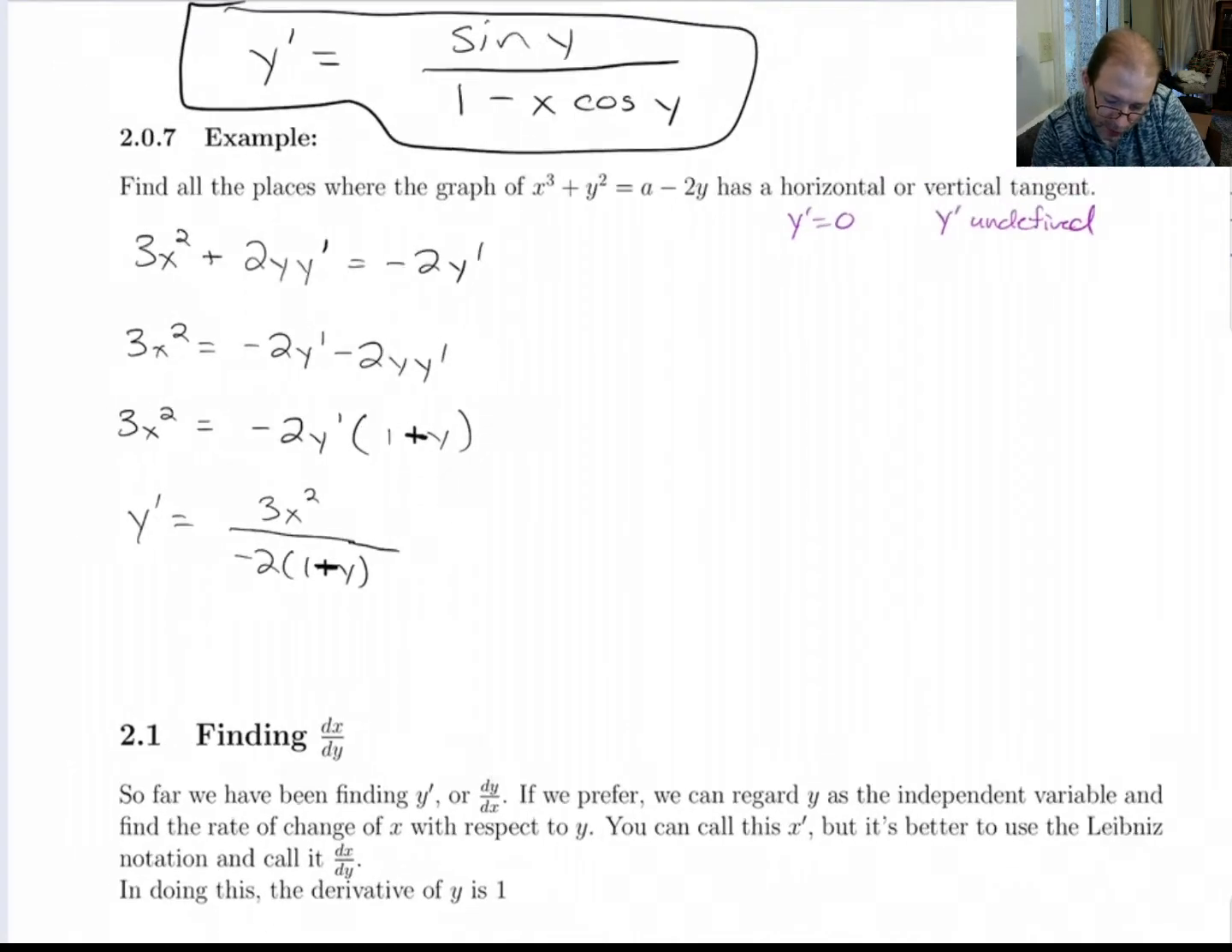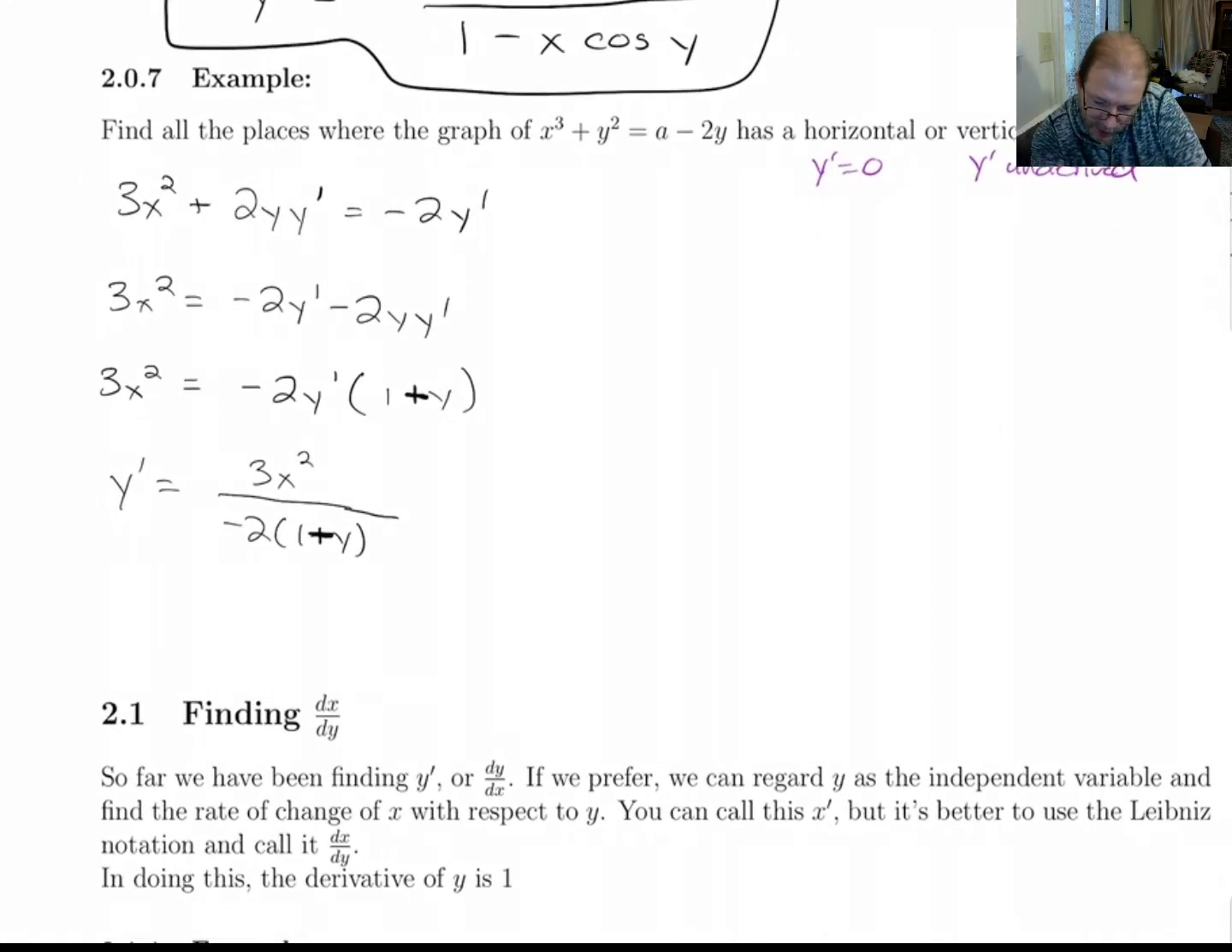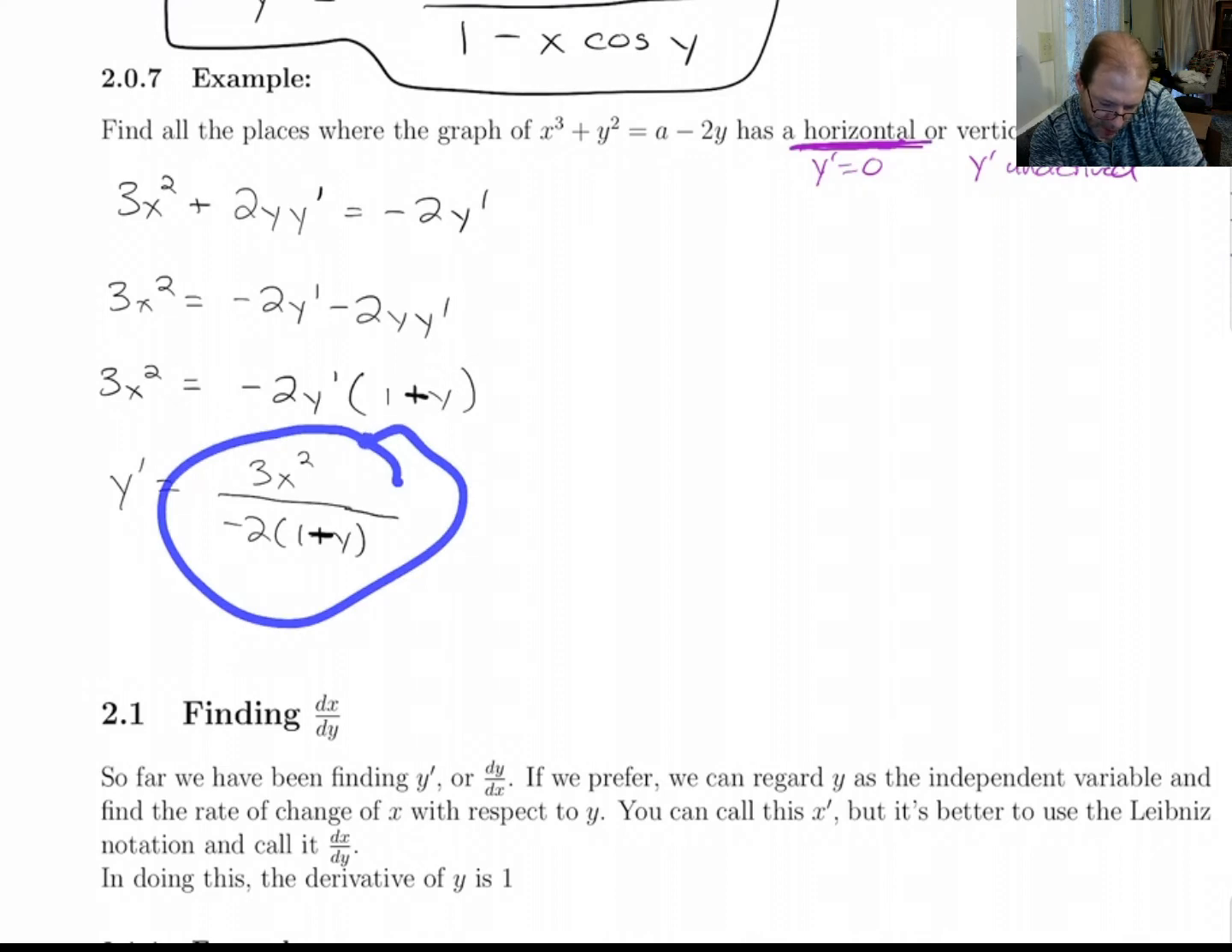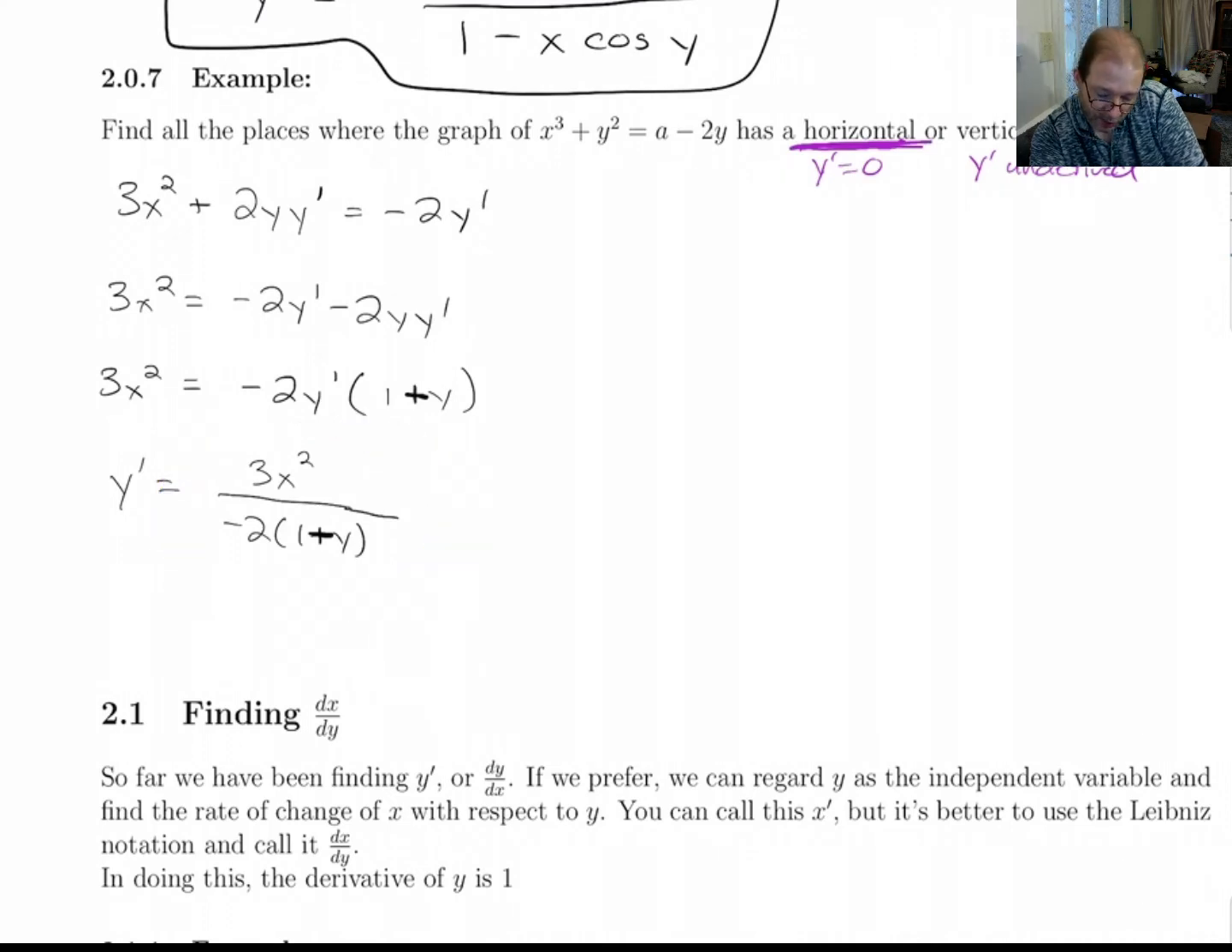All right, so answering these questions, the tangent is horizontal when y prime is 0. So if you set this whole thing equal to 0 and solved, it would wind up being equal to 0 when the top of the thing is 0. So it's horizontal when x equals 0. Let me change to a pen so that'll stay. So horizontal when x equals 0.